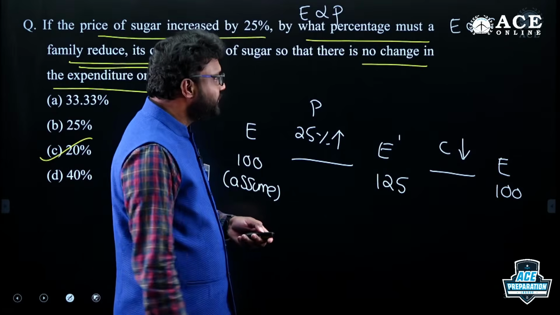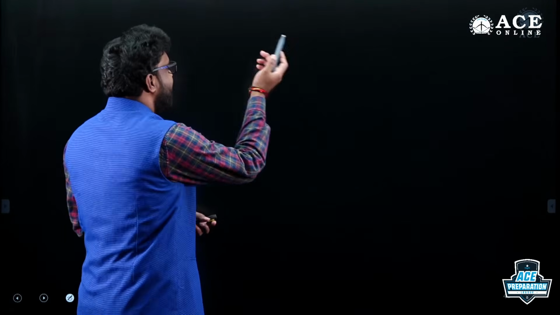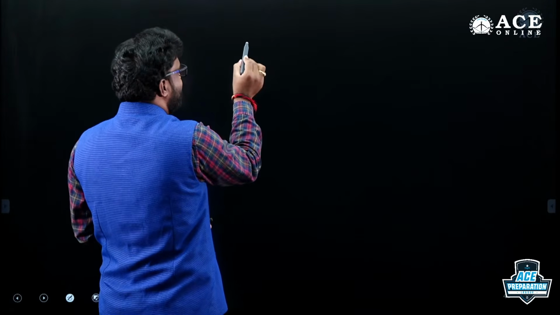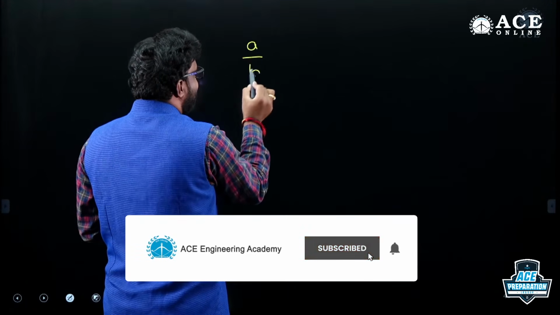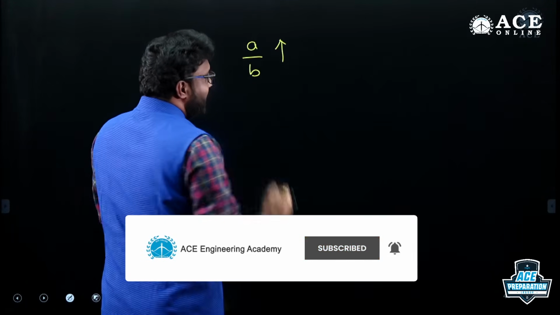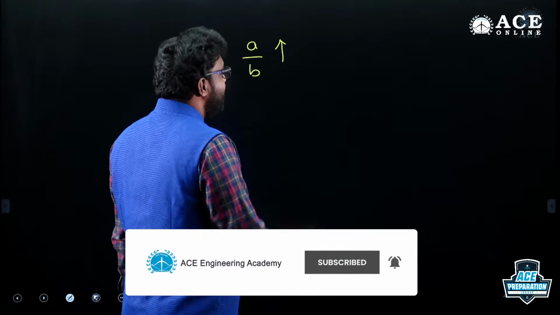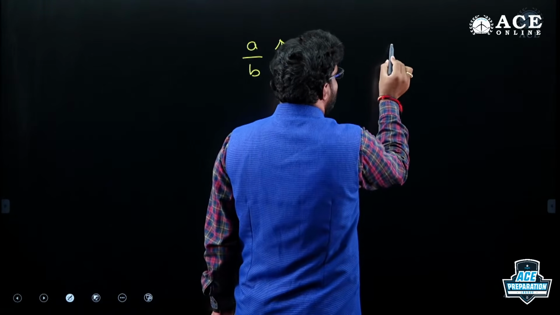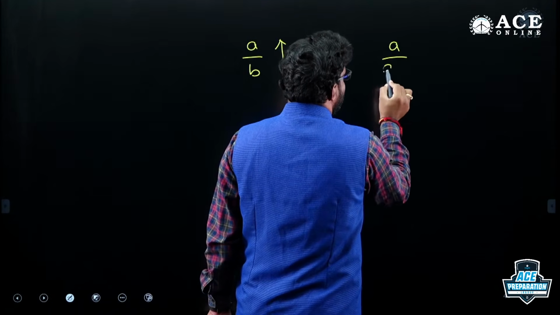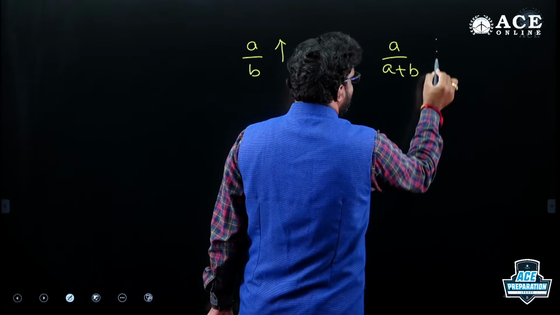Or else, see, my dear friends, if it is in terms of fraction, if it is A by B increase, how much you have to decrease is nothing but A by A plus B. Sir, I am not getting this.